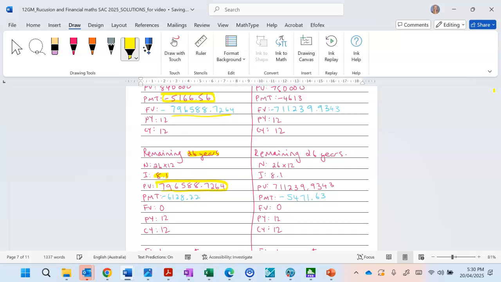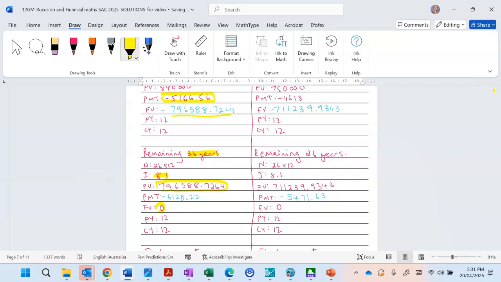And we need to calculate the new payment. So we let that equal 0, and I get, and I've rounded it to 2 decimal places here. It's negative because it's a payment. Whenever you're paying money to the bank, it's negative.